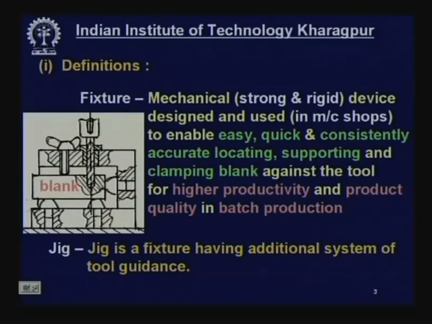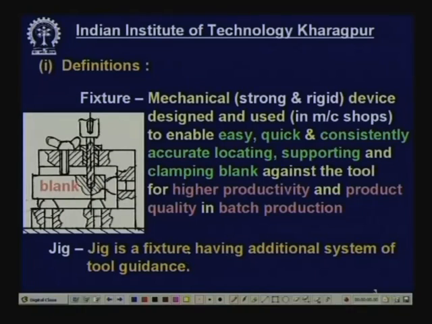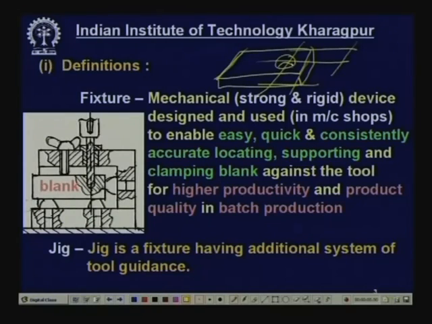Now, the definition. Before I go into the definition, let us see that suppose there is a block. There is a block, at one point a hole has to be made at a distance from this side and at a distance from this side, a through hole has to be made. Now, this can be done without jig and fixture and with jig and fixture.